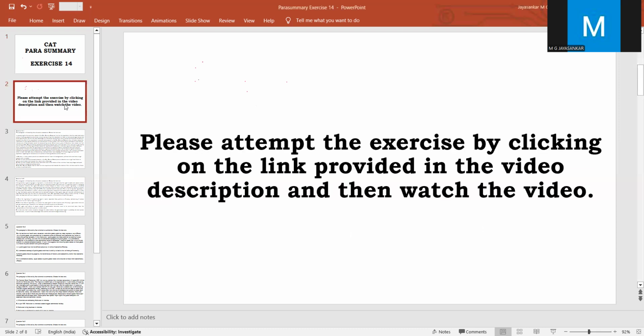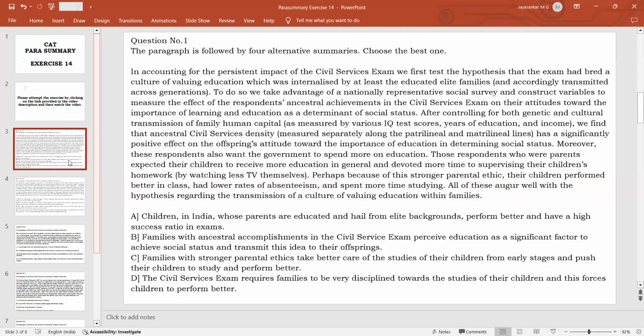So this is the technique, and as usual, I'm giving the regular advice. Please attempt the exercise on your own first. The link to the exercise is given in the video description. So click on the link, attempt that exercise, and then come back and watch the video, because that will help you to understand the concepts better and the techniques more vividly. You will be able to analyze and internalize the techniques.